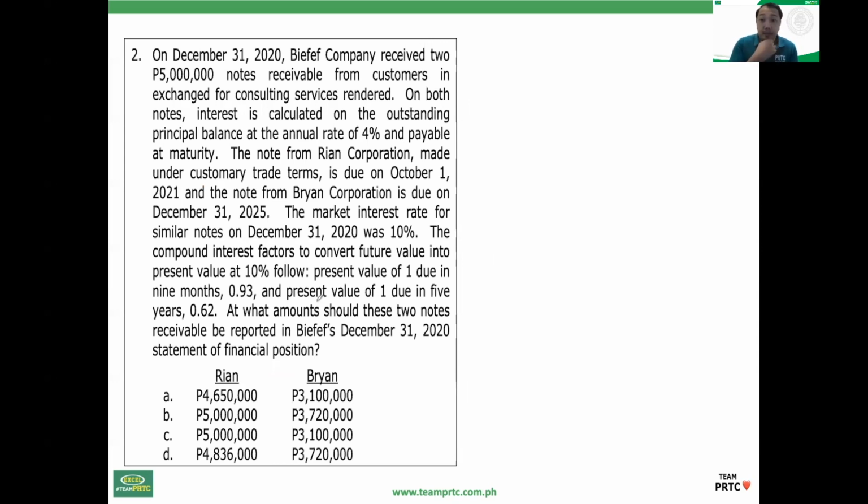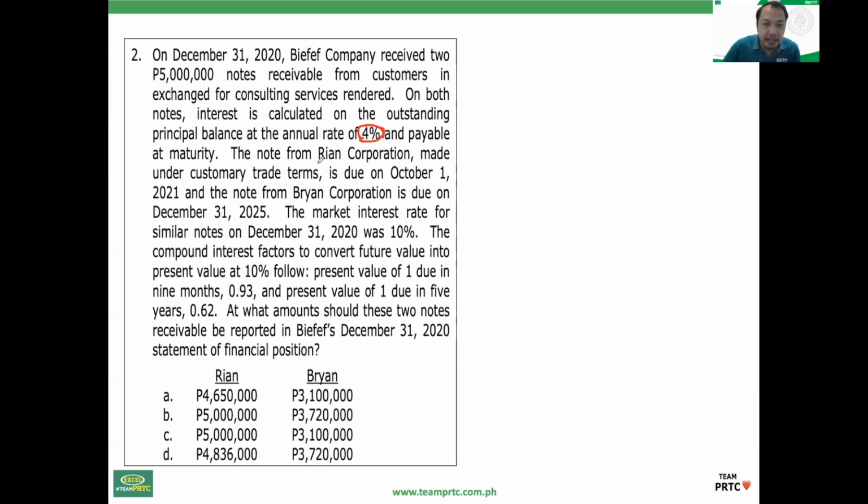Okay, the requirement: the amount to be reported as notes receivable. So, here's the background. On December 31, 2020, BFF, yan, si Rian at si Brian, BFF, yan. Okay, so receive 5 million notes receivable from customers in exchange for consulting services rendered. On both notes, interest is calculated on the outstanding principal balance. Rate 4%. So parehong 5 million yan, parehong interest bearing 4%. So yan ngayon ang issue. Kung yung rate ba na yan ay realistic. Okay? Pero syempre, issue lang yan kapag long term. Kung short term, realistic, unrealistic, non-interest, interest bearing, it doesn't matter. Normally, we ignore the effect of discounting.